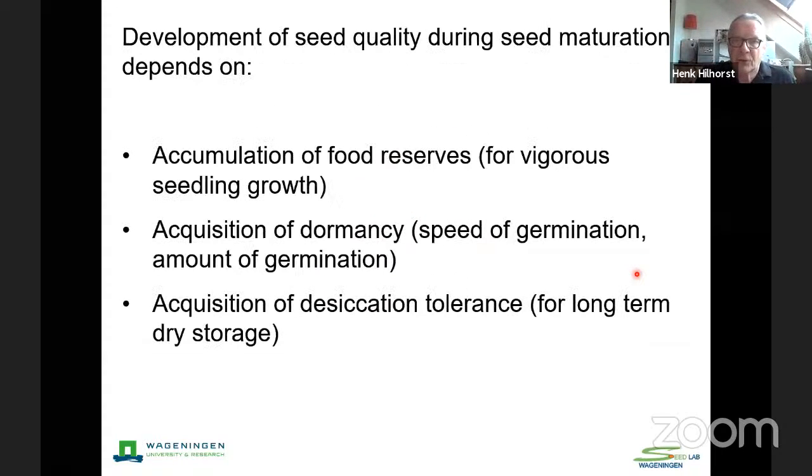So the development of seed quality during seed maturation depends on the accumulation of food reserves, as mentioned, for vigorous seedling growth, the acquisition of dormancy, and that is related to the speed of germination and the amount of germination, and also on the acquisition of desiccation tolerance for long-term dry storage. So we will start talking a little bit about dormancy.